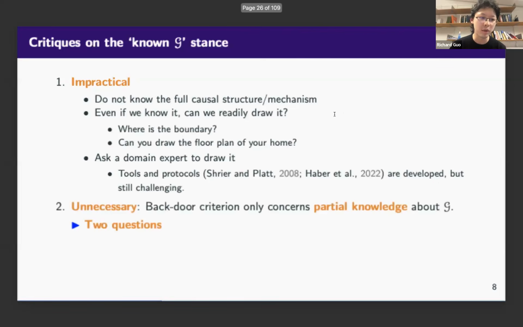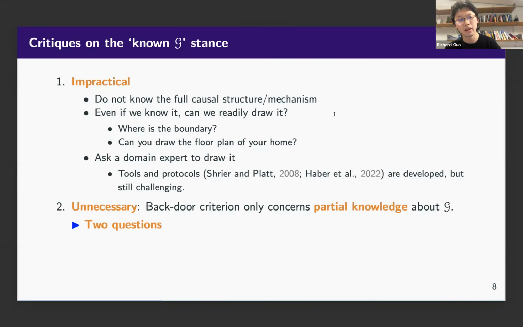The second aspect is a simple observation: nor is it entirely necessary. Because the backdoor criterion, which consists of two clauses, certainly only concerns partial knowledge about the graph. Knowing that a set satisfies the backdoor criterion does not let you fully recover the graph. So the backdoor criterion by itself is only a statement about certain aspects of the graph G.